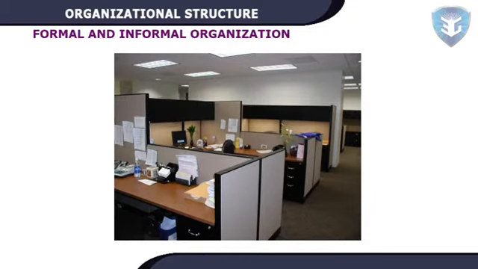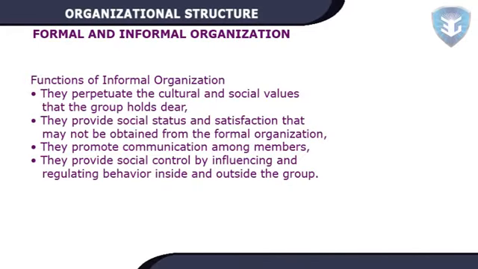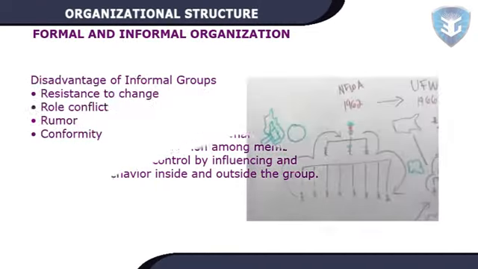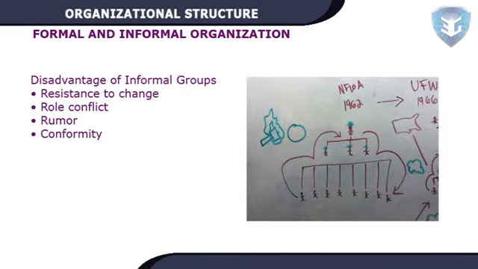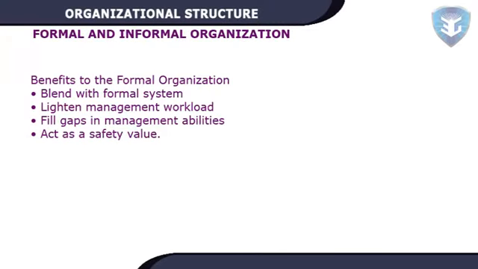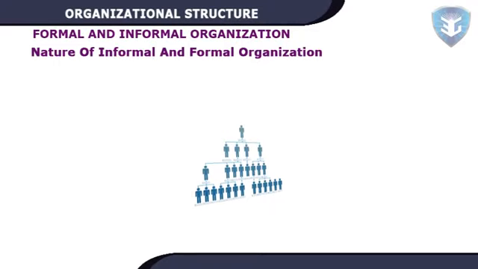We have just now studied about formal and informal organizations. Functions of informal organization. They perpetuate the cultural and social values that the group holds dear. They provide social status and satisfaction that may not be obtained from the formal organization. They promote communication among members. They provide social control by influencing and regulating behavior inside and outside the group. Disadvantages of informal groups: resistance to change, role conflict, rumor, conformity. Benefits to the formal organization: they blend with formal system, lighten management workload, fill gaps in management abilities, and act as a safety valve.